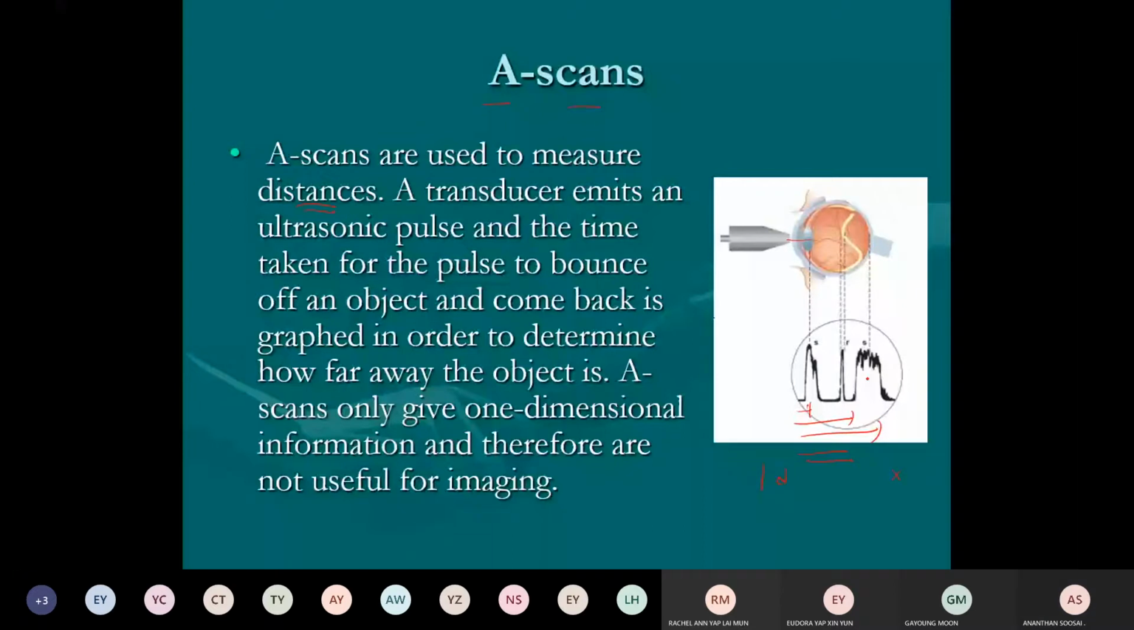That's it. So A scan, a transducer emits an ultrasonic pulse. The time taken for the pulse to bounce off an object and come back is graphed in order to determine how far away the object is. A scan only gives one dimension. This is important. If the exam asks what the picture for A scan is, it's a one dimensional scan. Therefore, not really useful for imaging. One dimensional scan, it only tells the depth. Okay, how far the object is. These are the 2 points you have to tell. One dimensional, you only give how far the next boundary is. This is A scan.